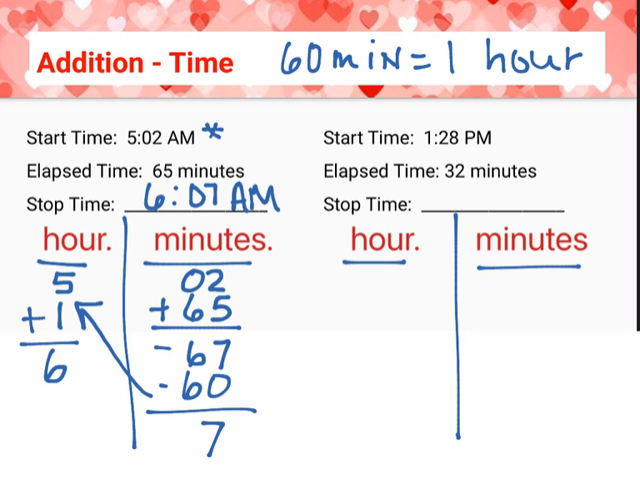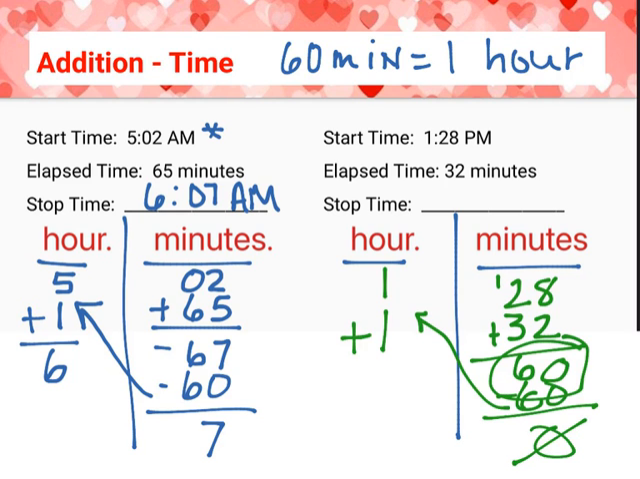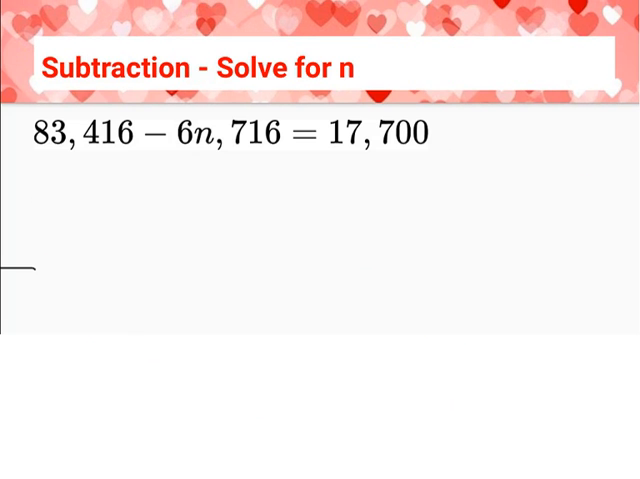Okay, let's do this one. So we're going to take our hour here, 28 minutes here. I'm going to add on that elapsed time. Ooh, I get exactly 60. Now I know 60 minutes is 1 hour, so I'm actually going to have to take all of that, bring it up here, and add it to an hour. So now I have 2 hours and 0 minutes. So guess what, folks? That is 2 o'clock p.m. That's the start of our recess time. All right, let's move on.